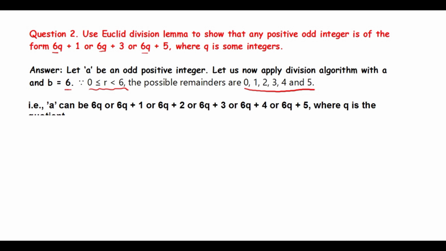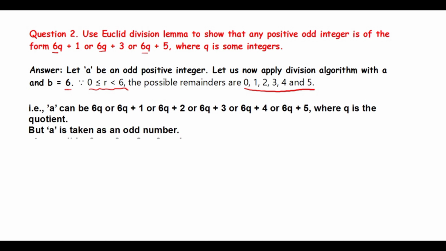So that a can be 6q or 6q plus 1 or 6q plus 2 or 6q plus 3 or 6q plus 4 or 6q plus 5. So you know a is equal to bq plus r, I said already. So here b is the 6, and r is the remainder. There are 0, 1, 2, 3, 4 and 5 remainder chances. So all of those are added here: 6q plus 1, 6q plus 2, 6q plus 3, 6q plus 4 or 6q plus 5, where q is the quotient.